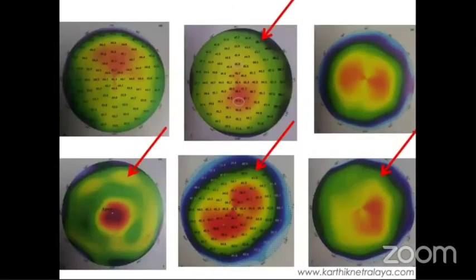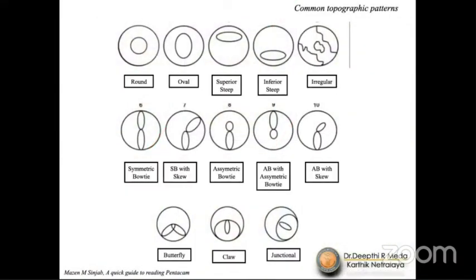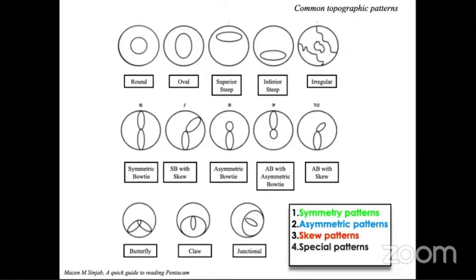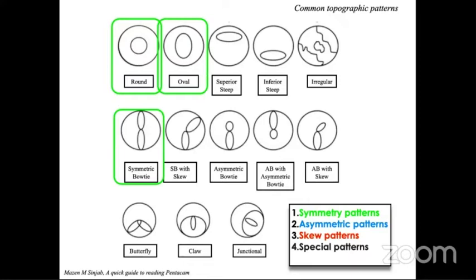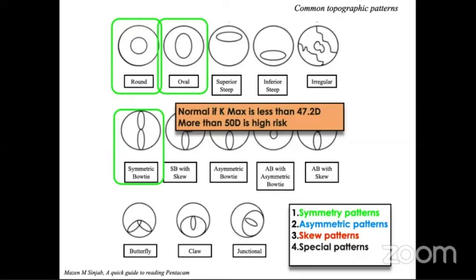Now when you come to interpreting your sagittal or tangential maps, you have a lot of patterns that can be displayed. The top 2 rows are the 10 standard patterns that have been described, and a lot of other special patterns which I will go through. So your pattern analysis basically depends on your symmetry, asymmetry, skewing. The ones which are highlighted in green are basically the symmetric patterns: the round, oval and the symmetric bow tie.